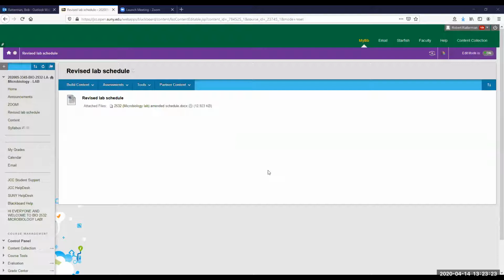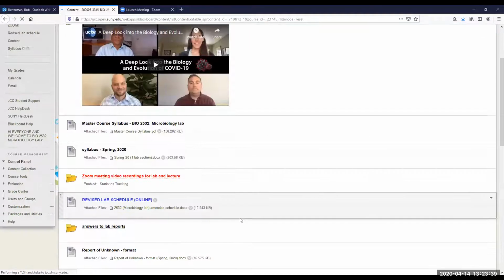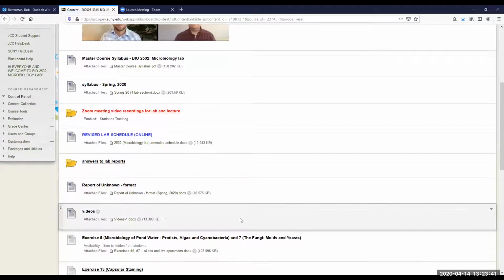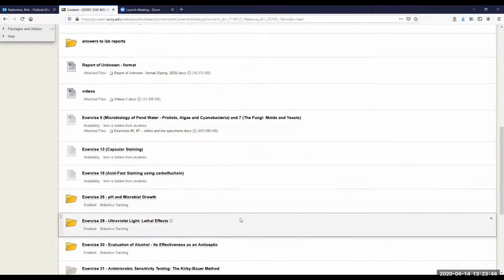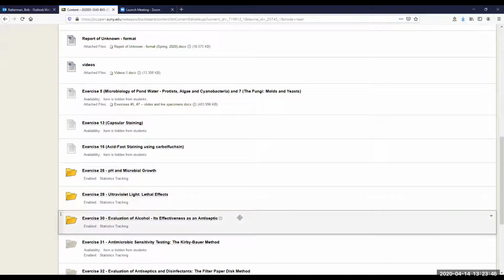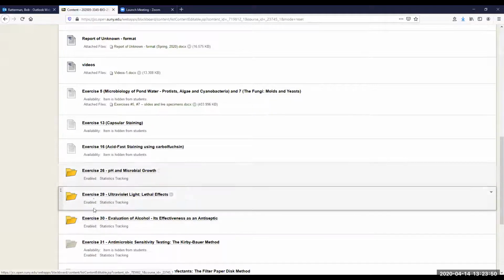So what I did was I put together some videos, and there's a folder in the core shell in the content section. Do you all see that here? Mm-hmm. Okay, so this is exercises 26, 28, 30. And so here are the folders.